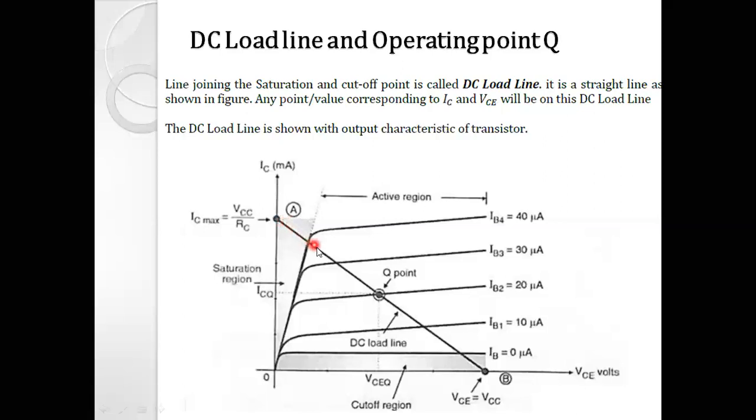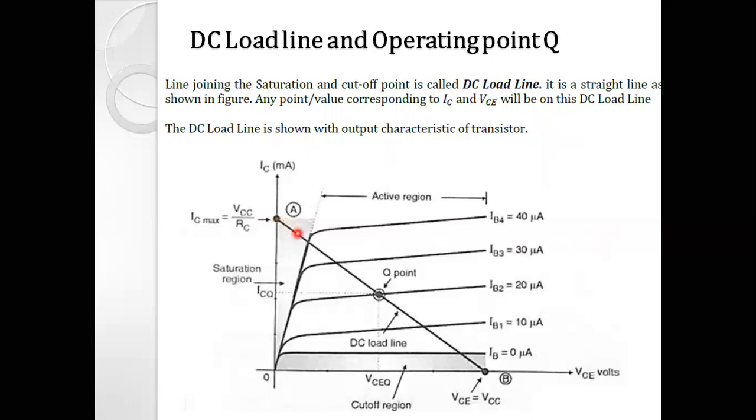So this is how we can draw the load line. This is the load line, plotted on the output characteristic of the common emitter configuration. Here you can see that on the x-axis is the output voltage VCE, on the y-axis the output current IC, and this is the load line. When VCE is equal to zero, we got IC maximum is equal to VCC divided by RC. That is the first point. It is also known as the saturation point.